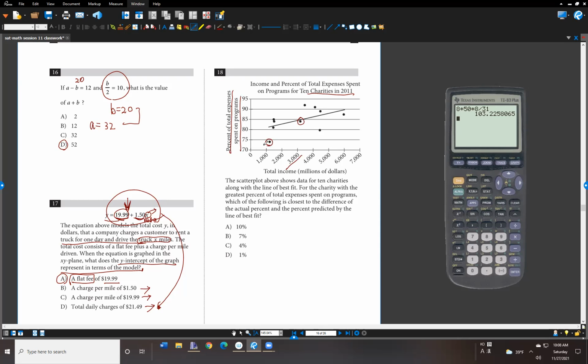Okay. Which of the following is closest to the difference between the actual percent and the predicted line of best fit? For the charity with the greatest percent, where is the greatest percent? This one. That's where you find the difference over here. All right, this one is around 92%. This one is about 85%. Yeah, the closest answer is 7% difference. Okay, that's the answer.